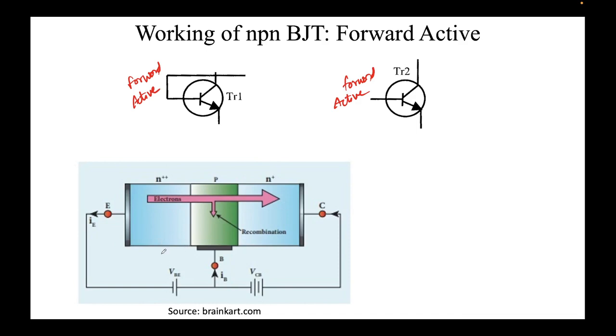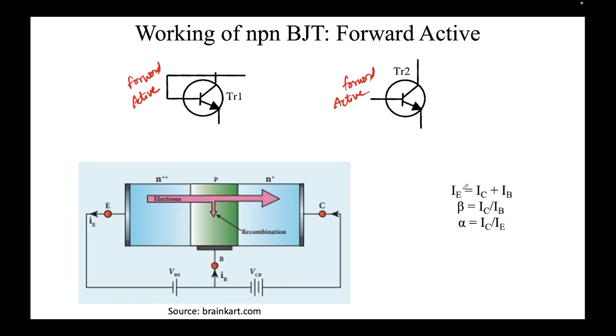So you apply some bias. This is a forward active, by the way. You can clearly see that the collector base is reverse biased. Collector is at higher potential, base is at lower. Similarly, base emitter is forward biased. Base is at higher, and emitter is at lower, and these are the dopings. So some electrons will flow, a very small amount will get recombined over here, but most of them will reach the collector, and that's how the current will flow, right?